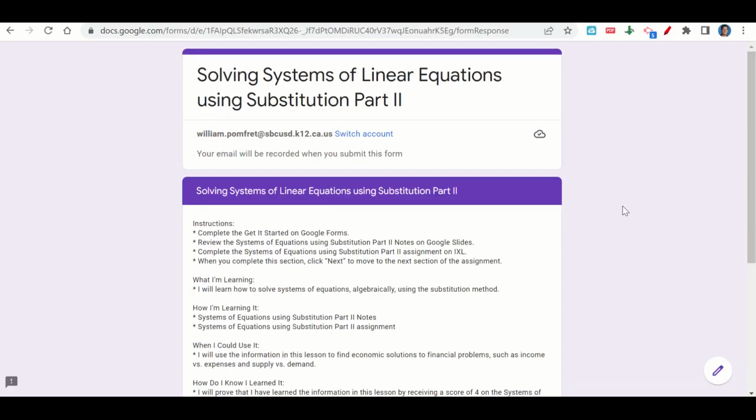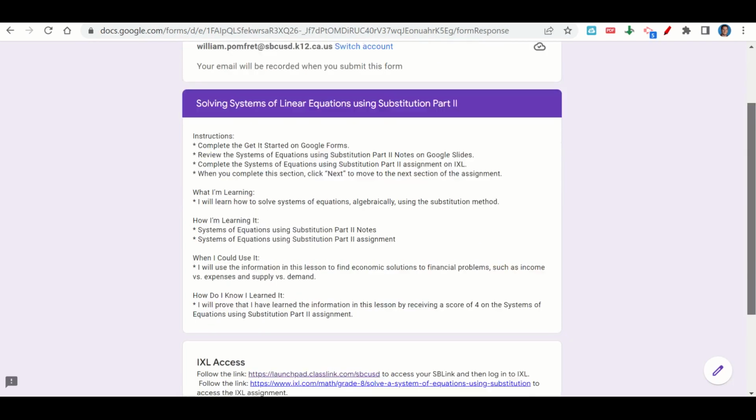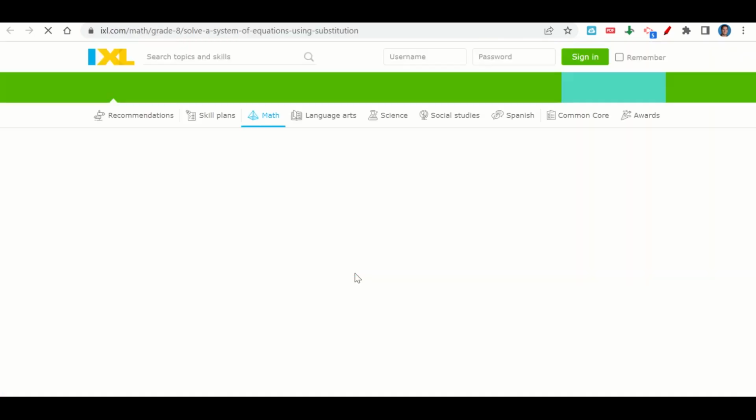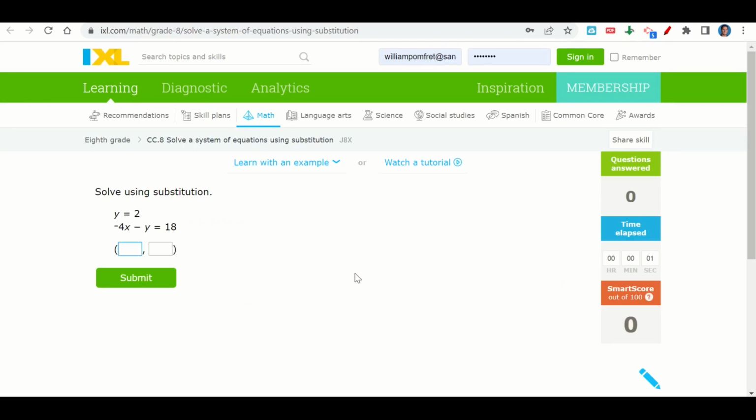Let's take a look now at the Solving Systems of Linear Equations using Substitution Part II assignment. Our assignment begins with the learning goals and success criteria. If we scroll down, there's a link here that takes us to SBLink, which will allow us to sign in so we can access the IXL activity. Once we're signed in, we'll come back to this page and click on this link that will take us to our IXL assignment. And when we do that, it should take us to a page that looks like this.